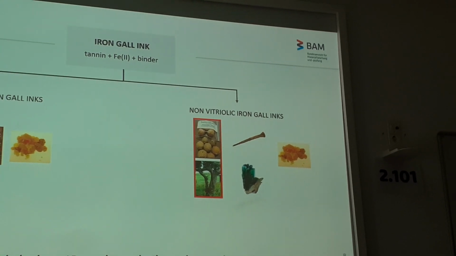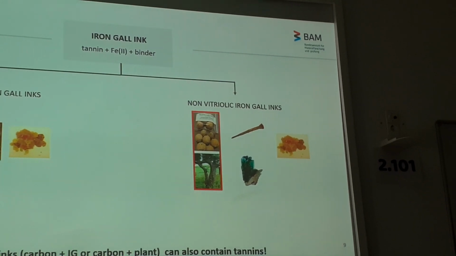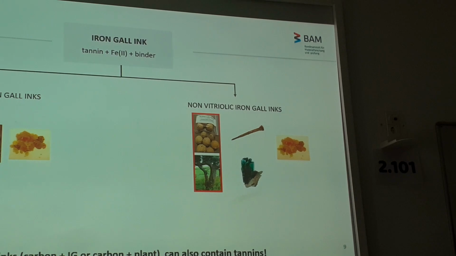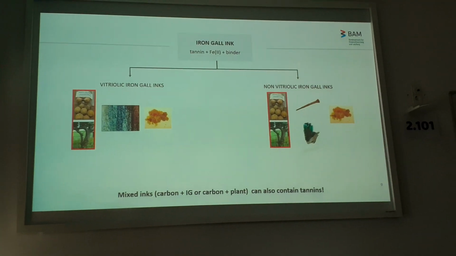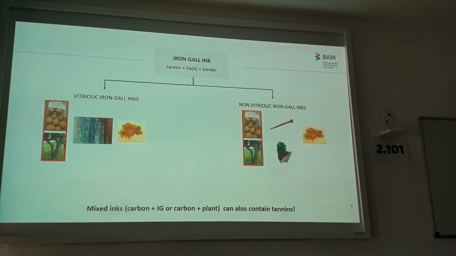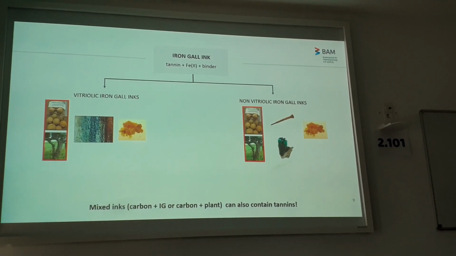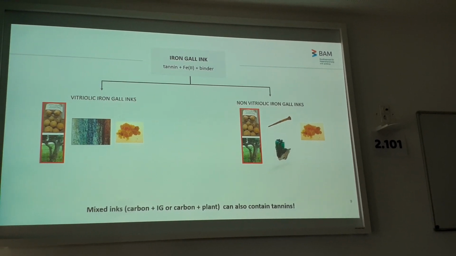But how can we investigate those? How can we identify the presence of such? Especially in the case of mixed inks, where we have carbon, which masks the evaluation, and using photography in different wavelengths to see the type of ink.